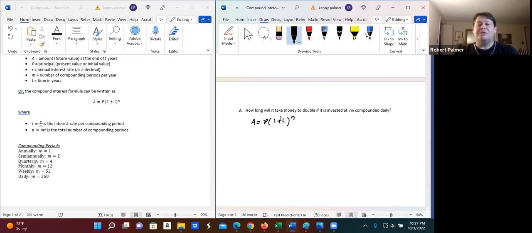Now, let's think about what it takes to double. If the money is doubled, what this means is that the future value is twice the principal. And the principal is what you put in, what you start with.